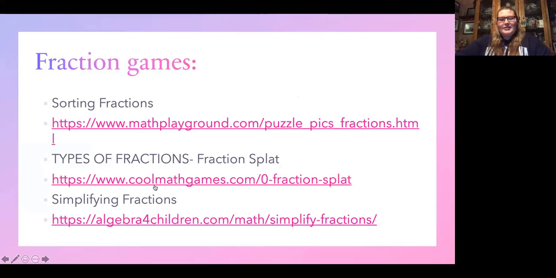And then I just added some fraction games at the end. So this one is sorting fractions, this one is types of fractions, and then this one is simplifying fractions. And that's it.